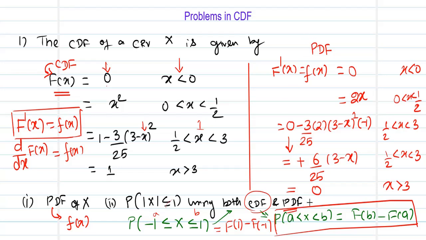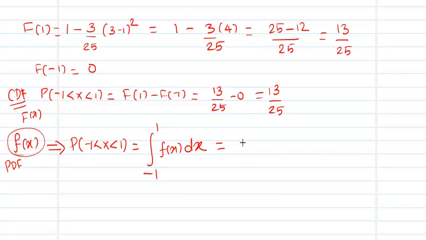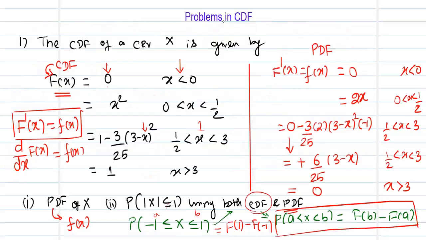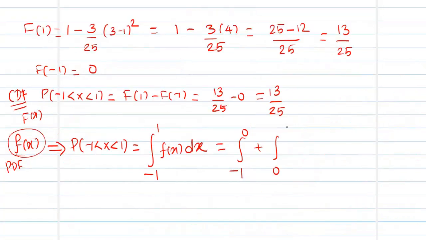Now what happens over here? You want minus 1 to plus 1 in this range, but it is not a single range, it is a split range: x less than 0, 0 to half, half to 3, and x greater than 3. So what we are going to do is split this single integral into parts: minus 1 to 0, 0 to half, and from half to the last value, which is 1, of f of x dx.